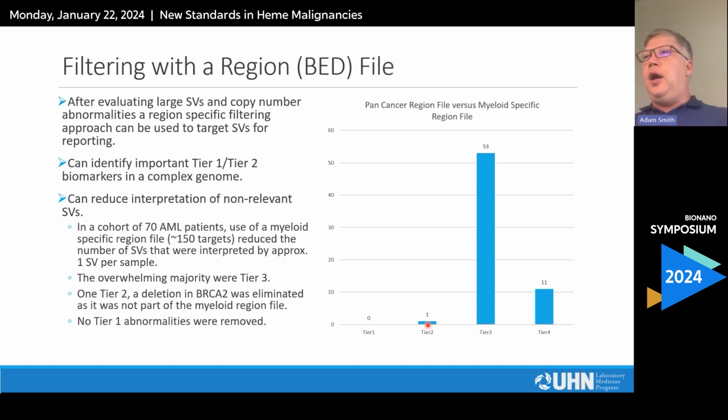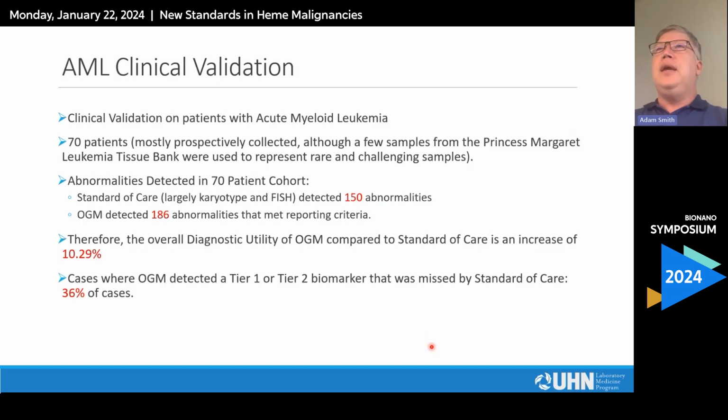The one exception here in the tier 2 data was one case with a BRCA1 deletion that was eliminated because BRCA2 is not in our myeloid region file. And it's a kind of a tricky point. Again, another thing that we're going to need to discuss probably a lot as a community is how much we want to report potentially germline abnormalities that may have other genetic counseling implications. So that's to be discussed in the future talk.